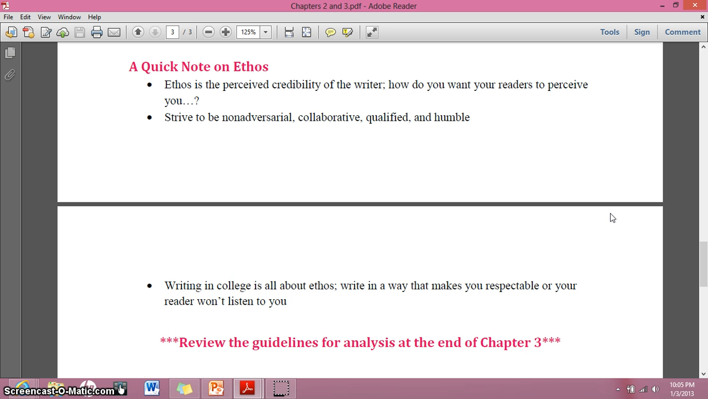The text teaches you to strive to be non-adversarial, which means non-combative, not enemies, but friends. You want to be collaborative, which means you want to work together to find an answer to a question. You want to be qualified. You need to be intelligent and smart, and be humble too. Okay, you don't want to beat people down and say I'm right and you're not. And this goes into all of college writing. Okay, and really college writing is about ethos. So if you can work on those 4 elements that I just mentioned, you'll be pretty good.